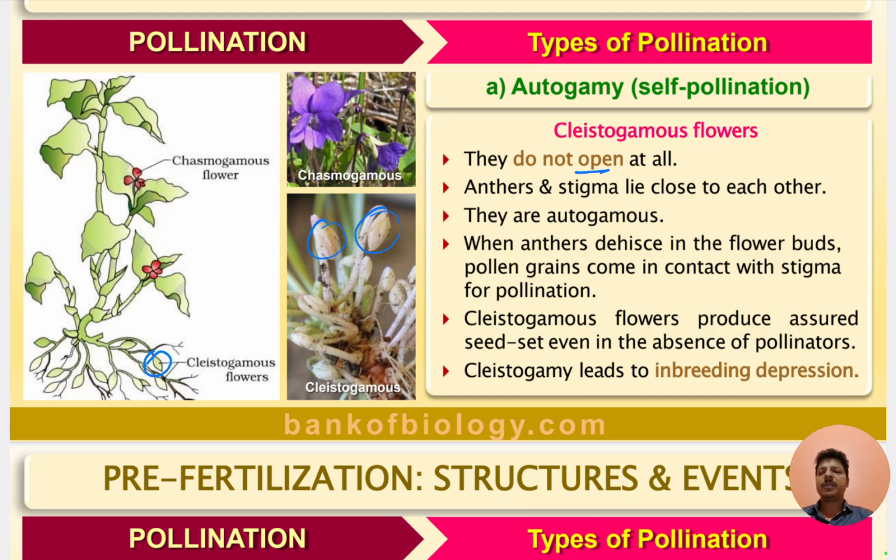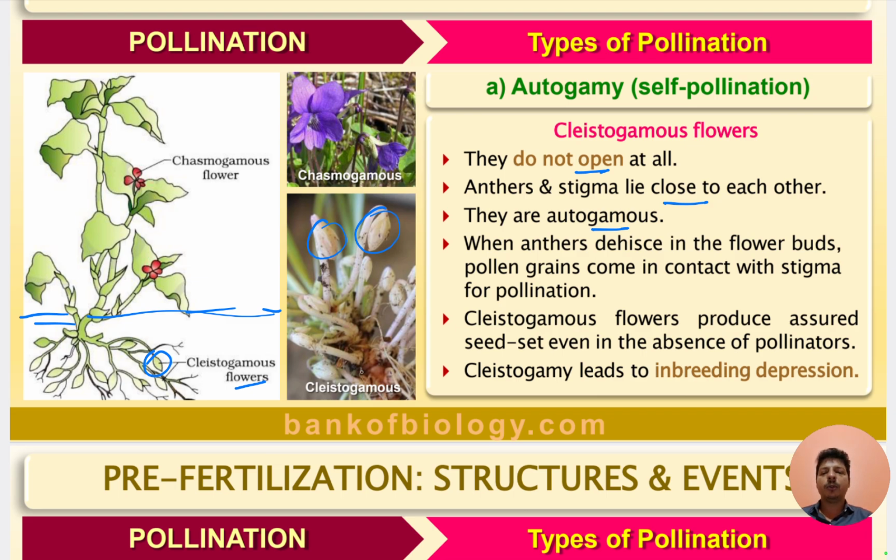See, cleistogamous flowers are present inside the soil. Anther and stigma lie close to each other. They are autogamous. When anthers dehisce in the flower buds, pollen grains come in contact with the stigma for pollination. Cleistogamous flowers produce assured seed set even in the absence of pollinator.